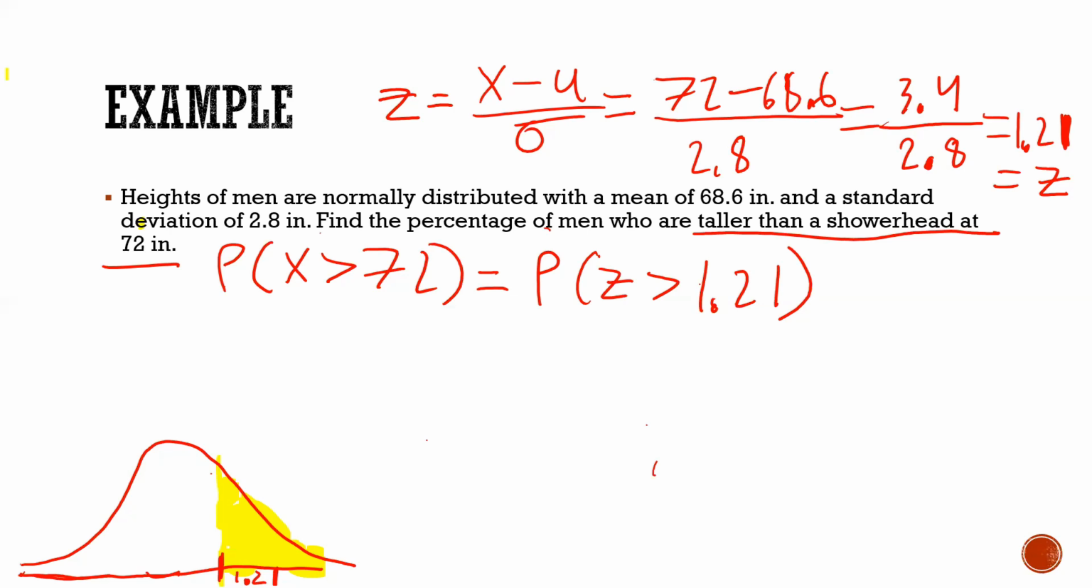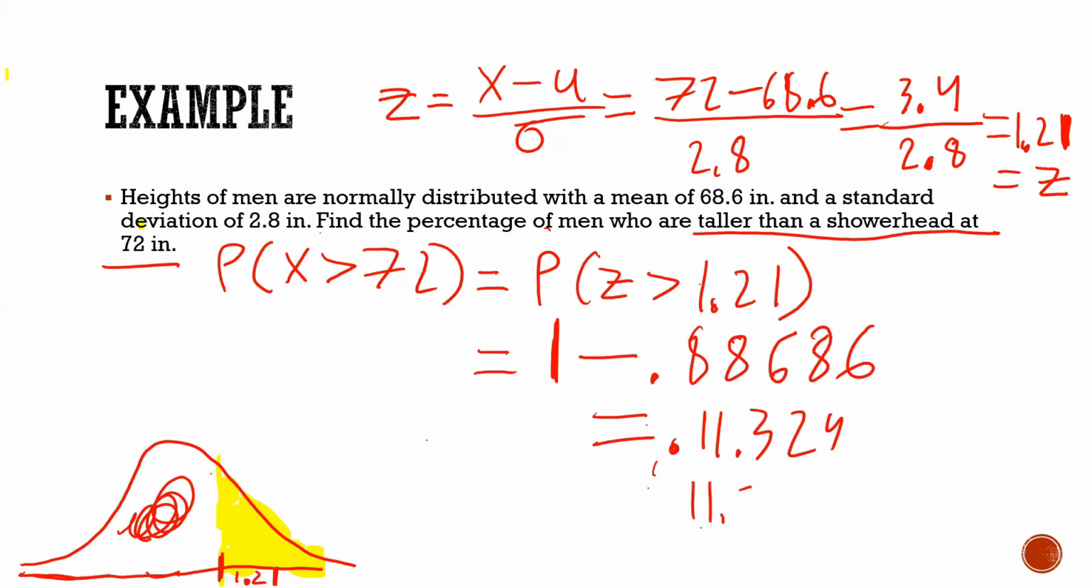So in this case, since the table gives area from the left, I don't just take the number from the table, I do 1 minus the area, because the table is going to find the area over here. Hopefully you can all now read the table well enough to notice that for 1.2, the corresponding value is 0.88. That's about 11.3%.